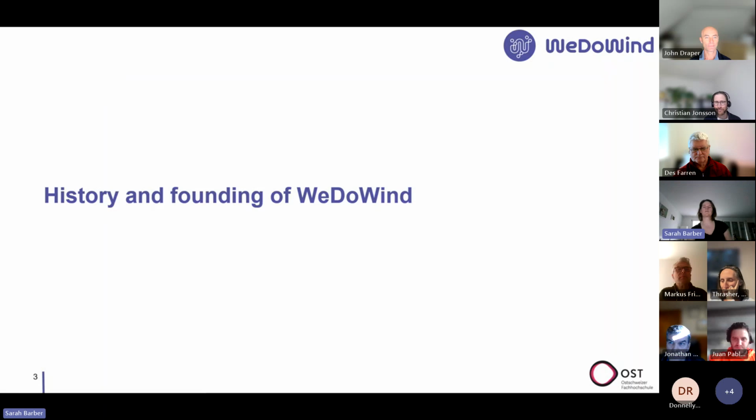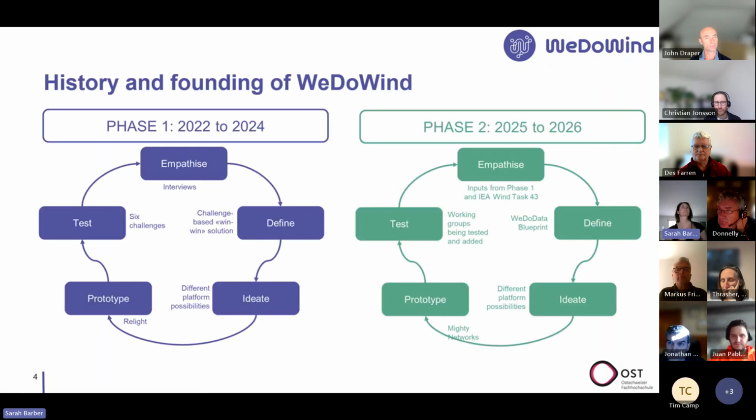Okay, so just a very brief history. We've divided the phases of WeDoWind into phase 1 and phase 2. Some of you might recognize this diagram as a design thinking process. So the first phase was 2022 to 2024, where we established this need for improving data sharing in wind energy by talking to lots of people.